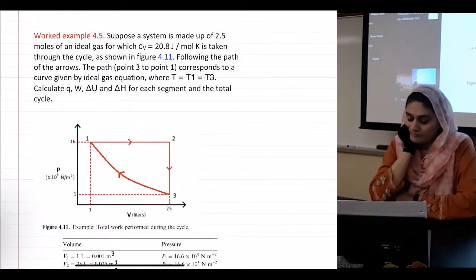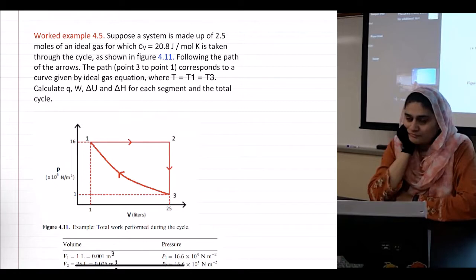Suppose the system is made up of 2.5 moles of an ideal gas for which CV equals 20.8 joules per mole Kelvin. It is taken through the cycle as shown in figure 4.11. Following the path of the arrows, the path from point 3 to point 1 corresponds to a curve given by the ideal gas equation, where T equals T1 equals T3. Calculate Q, W, delta U, and delta H for each segment and the totals.